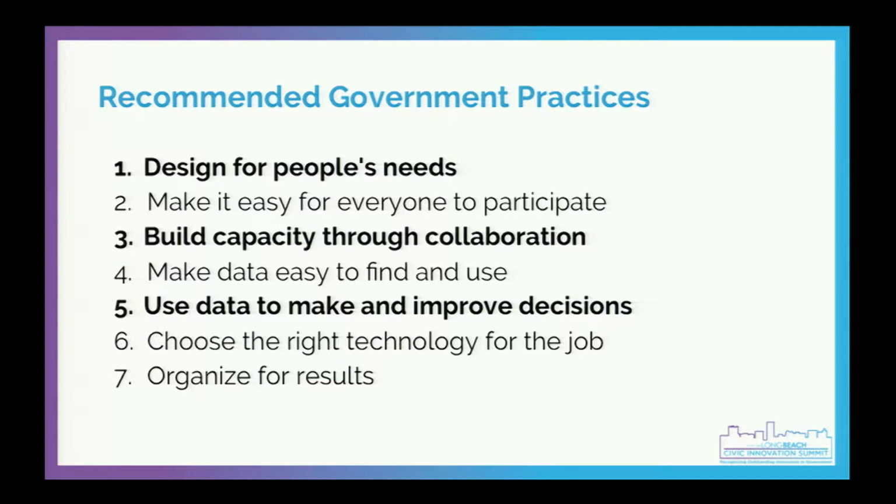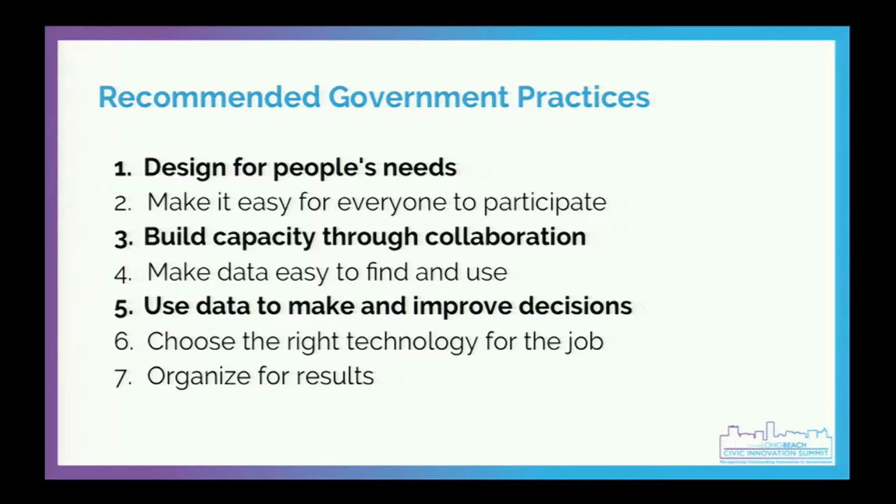So Code for America has 7 major principles. Now that's a lot to digest. Don't worry about reading all of that text. There are 3 things that we're going to focus on today. The first is designing for people's needs. The second is building capacity through collaboration of many different stakeholders. And the third is using data to make and improve decisions. So let's talk about that first one, designing for people's needs.